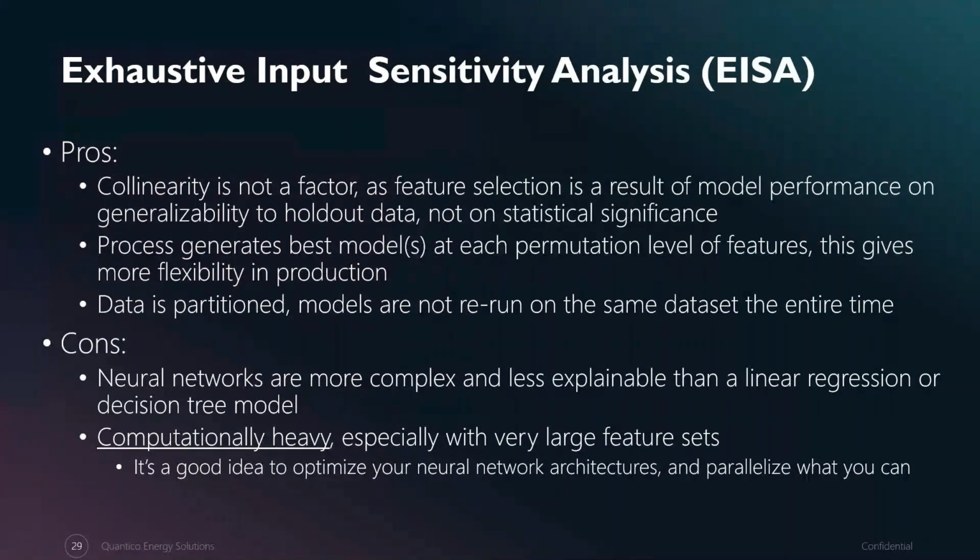Second of all, if you haven't already figured it out, we're training a ton of neural networks on large feature sets, and the larger the feature set gets, there's a geometric progression, I think, of the number of neural networks that we're training. So if our feature sets start growing to 50, 60, 100, this will become very computationally expensive. So it's a good idea to optimize your neural network architectures in this case and parallelize what you can. As an example, when we train our subset features for a given level, we can train all those neural networks in parallel, and that'll speed up the process greatly.